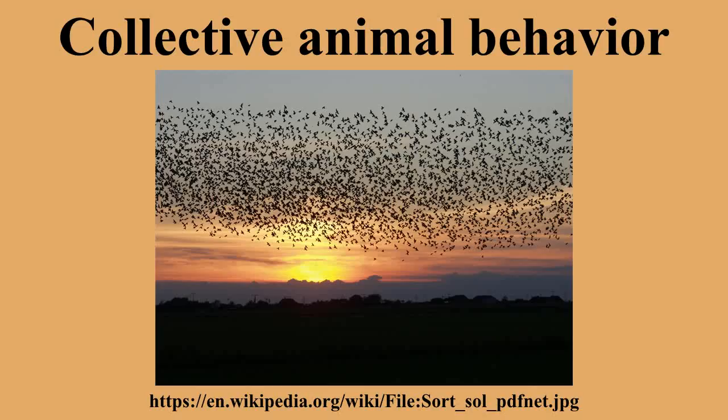Collective animal behavior describes the coordinated behavior of large groups of similar animals as well as emergent properties of these groups. This can include the costs and benefits of group membership, the transfer of information across the group, decision-making processes, and group locomotion and synchronization.